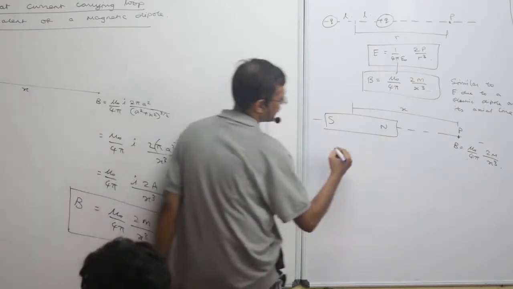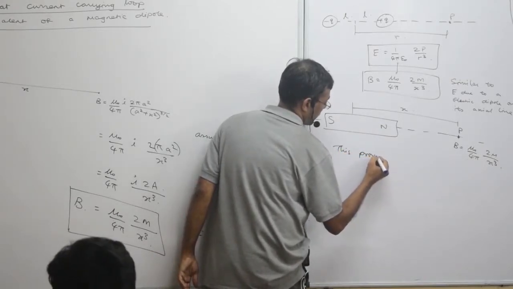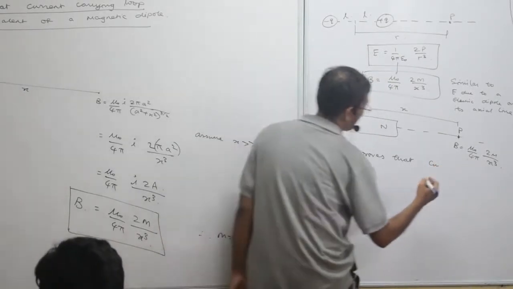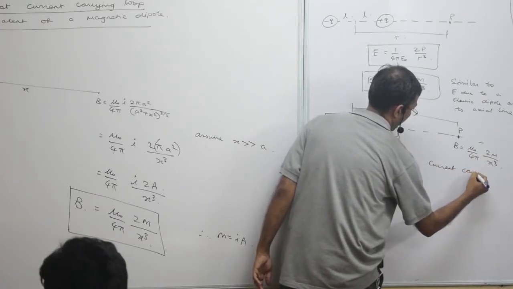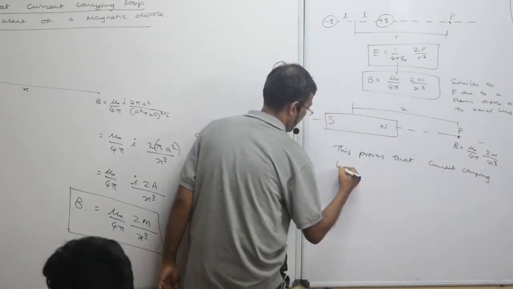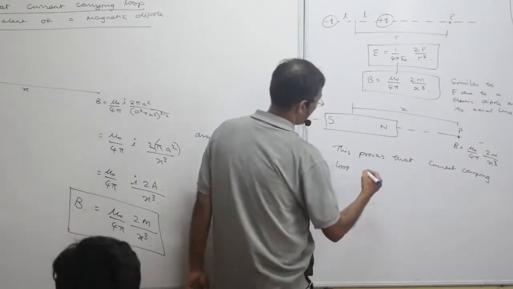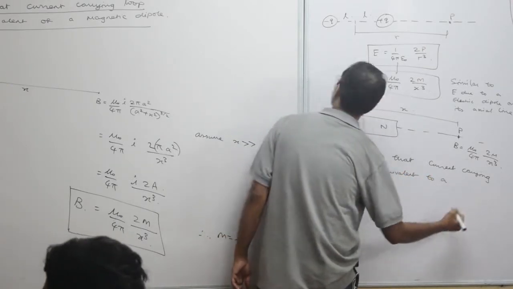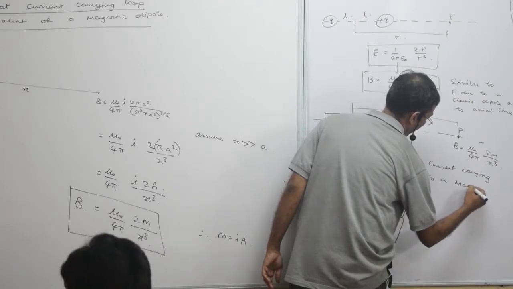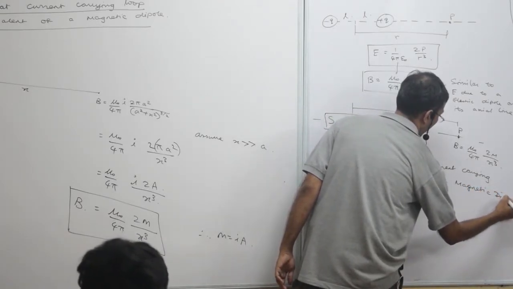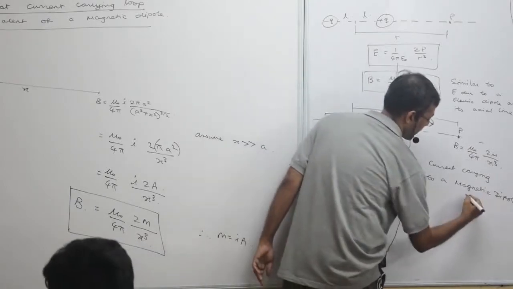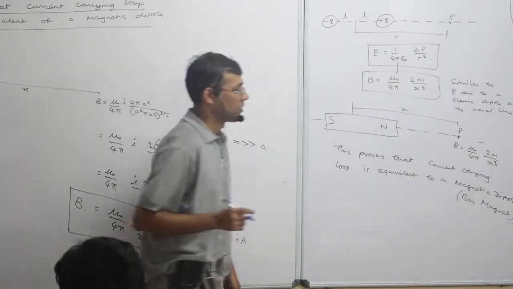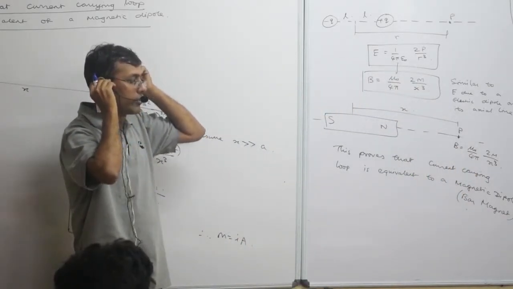So I can say this proves that a current carrying loop is equivalent to a magnetic dipole. To make it easy for your understanding, write it down as bar magnet. Magnetic dipole is somewhat like a hi-fi word, so the simple word is bar magnet.